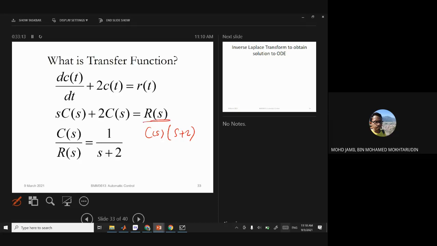So you can rearrange them. C(s) over R(s) equals 1 over S plus 2. So this is the transfer function. Okay, so in my class we use the term TF, transfer function.